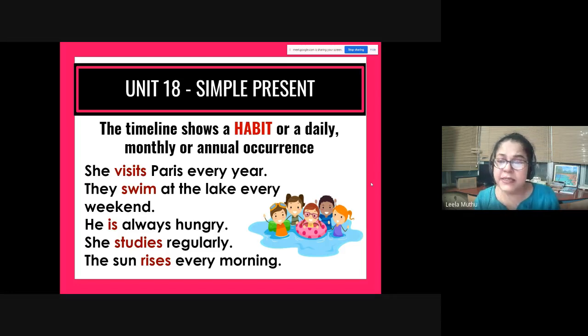The sun rises every morning. You know that it happened a zillion years ago. You know it's happening now. You know it will happen in the future. Okay, so these are all habits represented by the simple present tense.